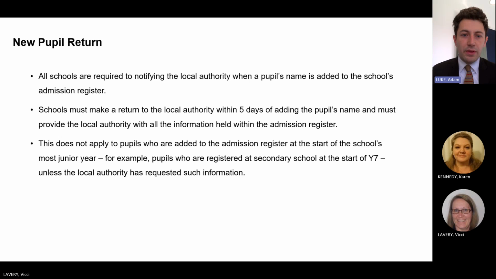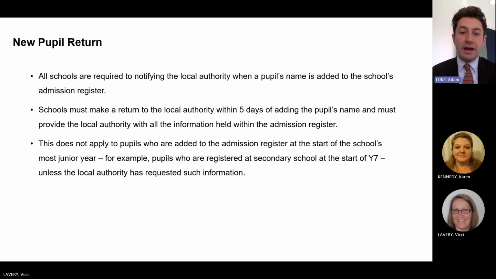We'll start then with the new pupil return. This one in itself is pretty self-explanatory, but when a pupil's name is added to the admission register or the school roll, all schools, and all of the things I'll talk about in this session cover all schools, including independent schools, must make a new pupil return to the local authority in accordance with Regulation 13(1) to 3 of the School Attendance Pupil Registration England Regulations 2024.